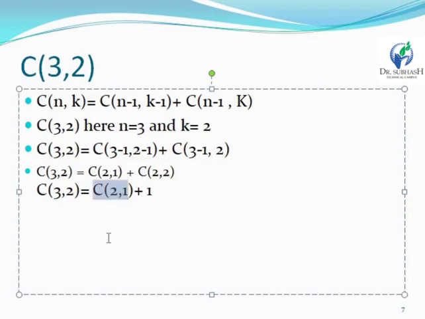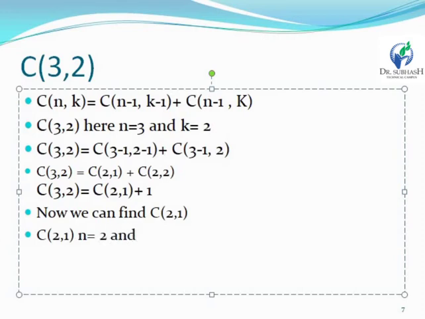Now you can find C of 2, 1. Here also n equal to 2 and k equal to 1, so this is the condition, and directly we can put the value here. C of 2, 1 equal to C of n minus 1, which means 2 minus 1, comma k minus 1, 1 minus 1, plus C of n minus 1, 2 minus 1, comma k, where the k value is 1. So this is the condition you can write here.